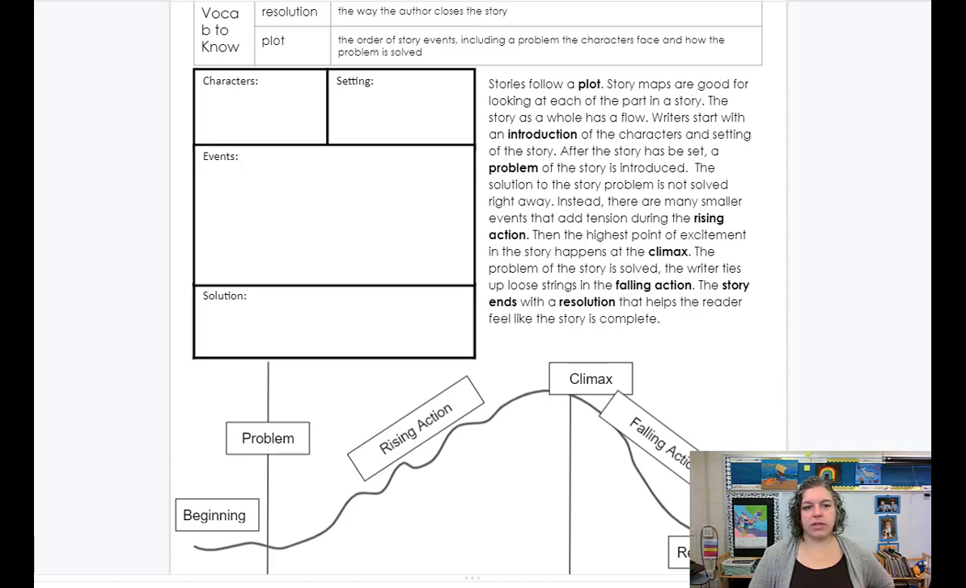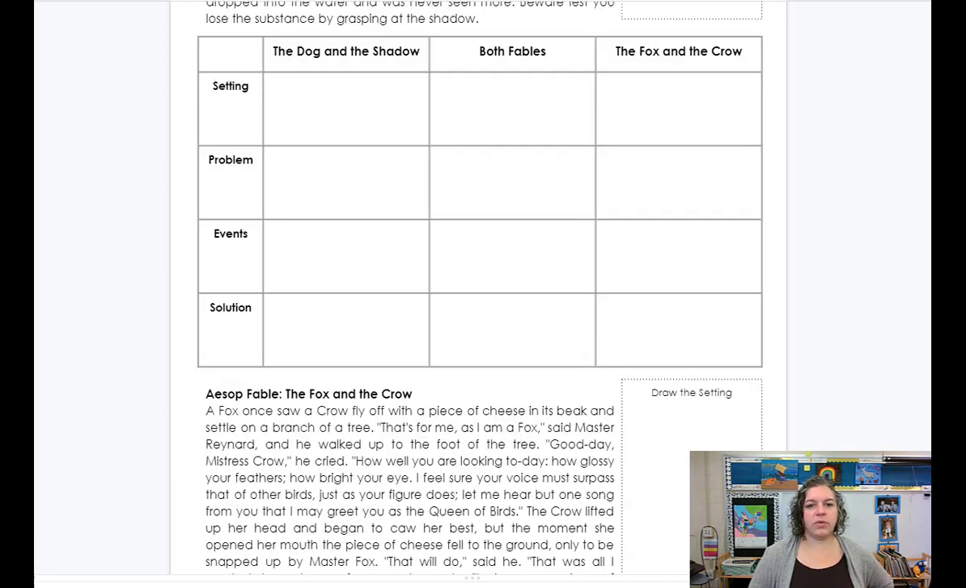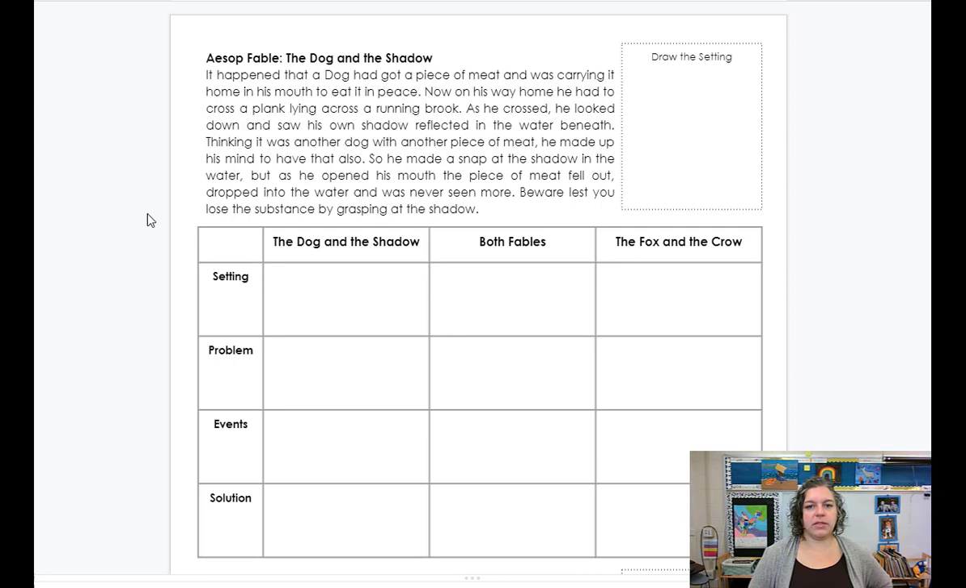So let's take a look and put this into practice with two different stories. We have two different mini stories. We're going to start off with Aesop's Fable, The Dog in the Shadow. It happened that a dog had got a piece of meat and was carrying it home in his mouth to eat it in peace. Now on his way home, he had to cross a plank lying across a running brook.